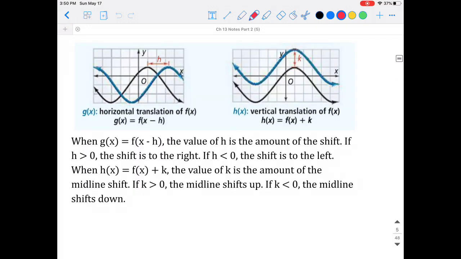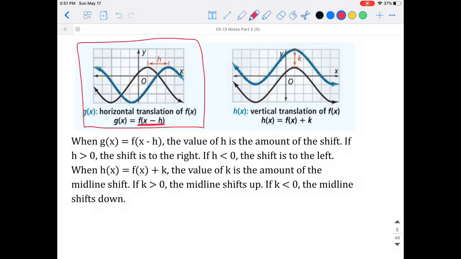So looking at these two examples, when g of x equals f of x minus h, the value of h is the amount of the shift. If h is greater than 0, the shift is to the right. If h is less than 0, the shift is to the left. So that's in this left diagram over here. Remember, when we're talking about h, the original expression is x minus h, so really you're just flipping that sign to tell whether you're going left or right. If it's minus h, you're going to the right. If it's plus h, you're going to the left.